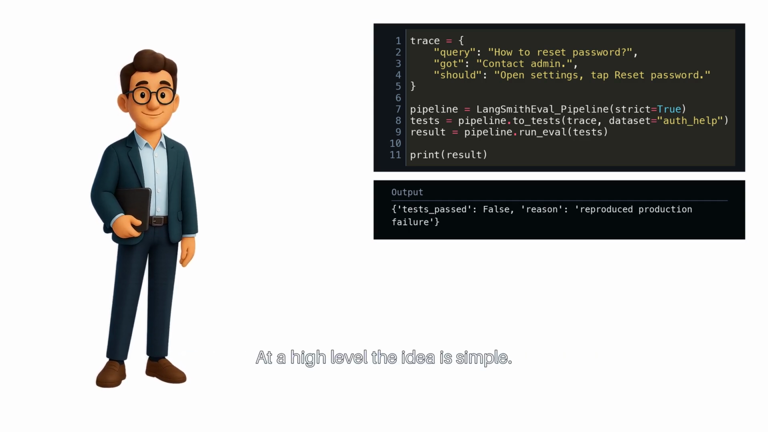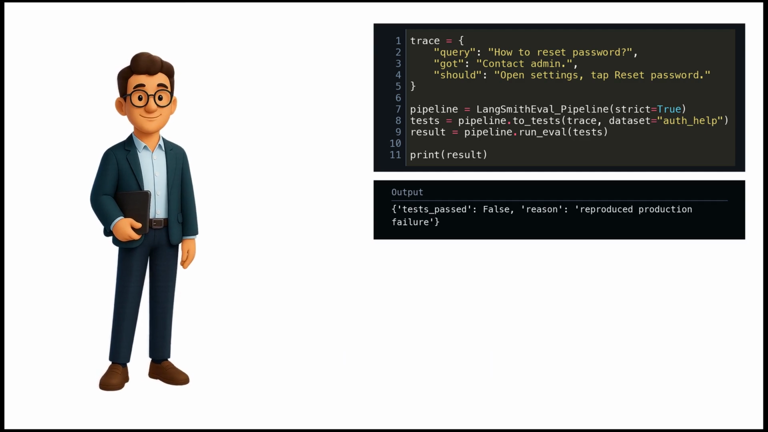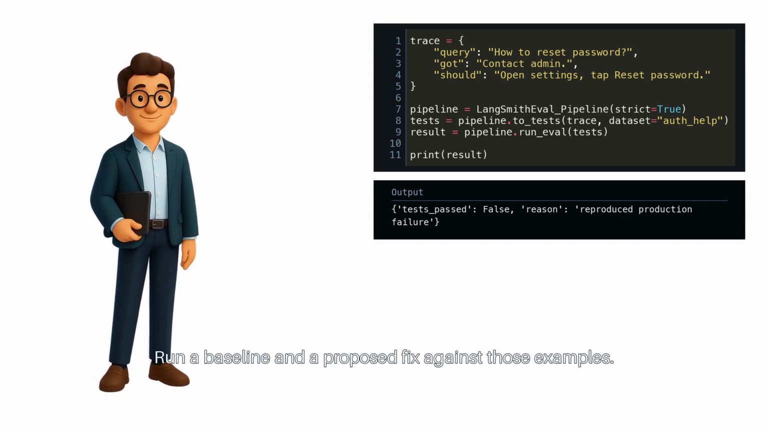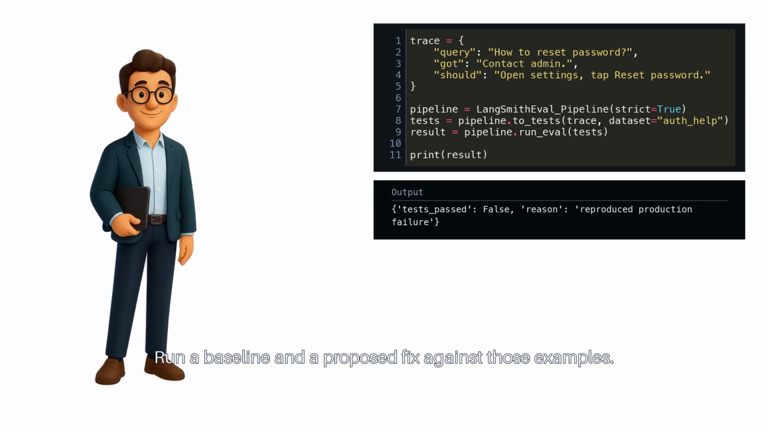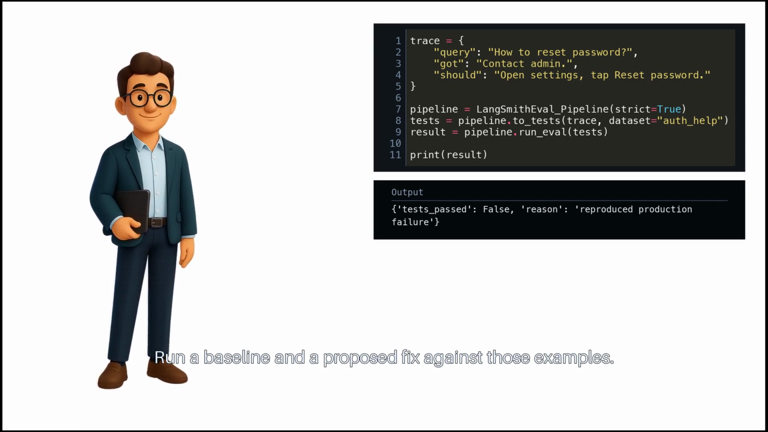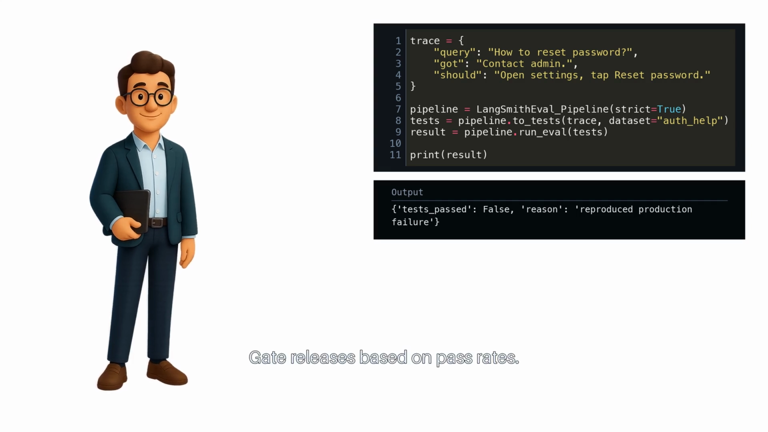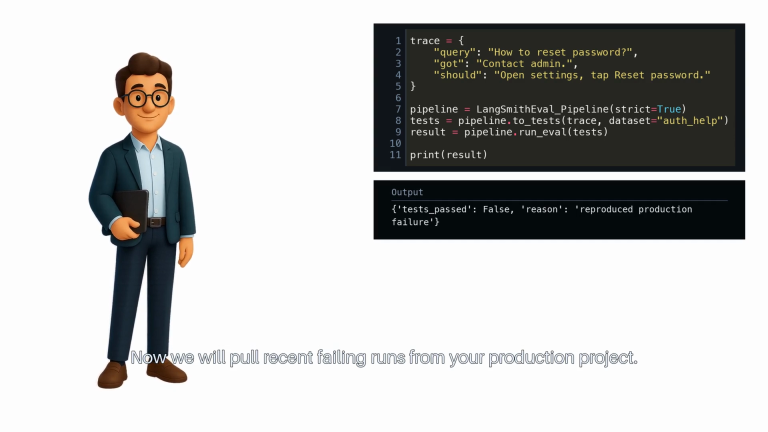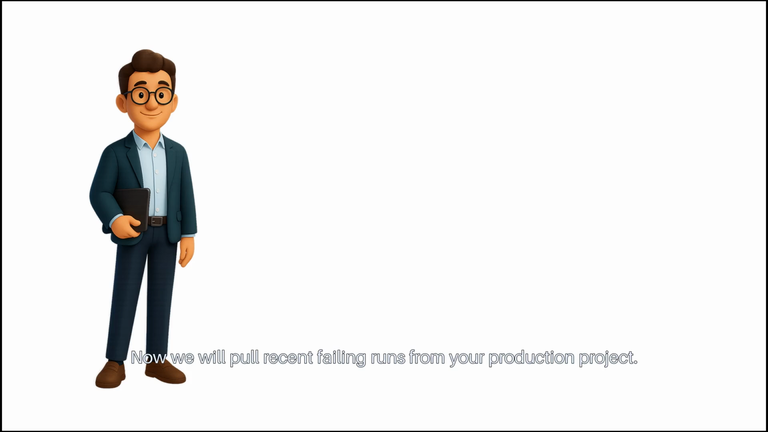At a high level, the idea is simple. Capture failing runs. Turn them into examples with expected answers. Run a baseline and a proposed fix against those examples. Gate releases based on pass rates. Now we will pull recent failing runs from your production project.